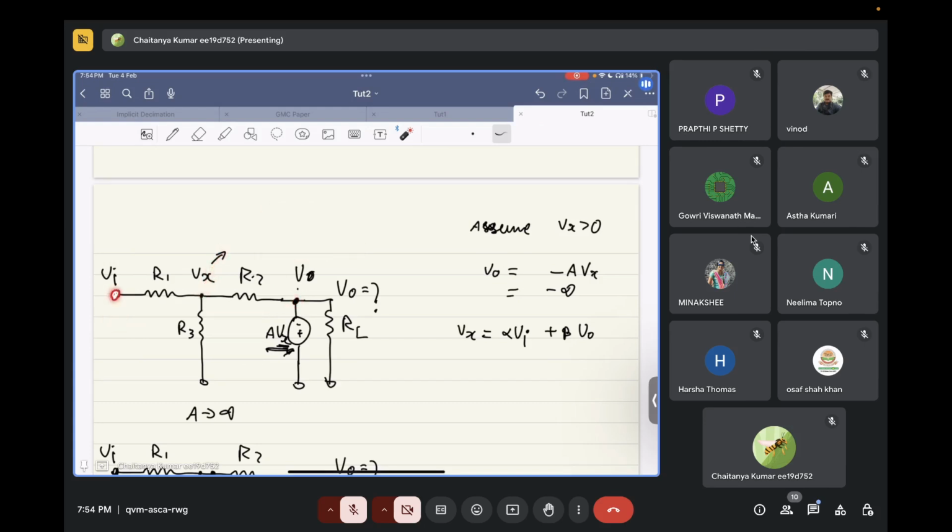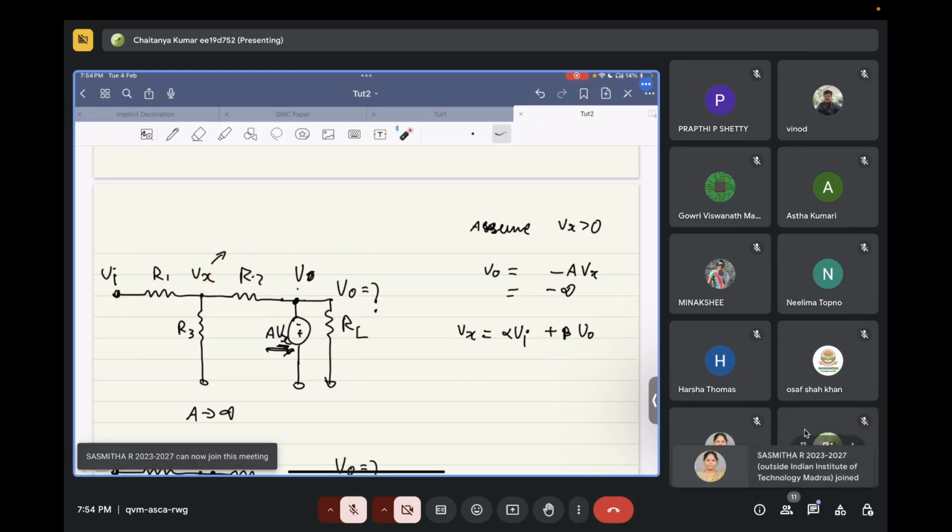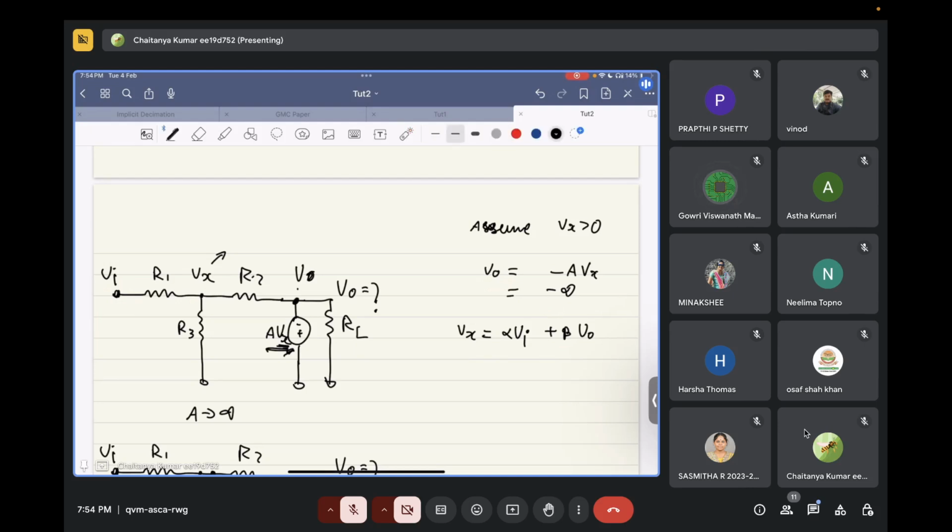In the same way, if V naught is assumed to be 0 and Vi is non-zero, it will be some coefficient times Vi. So Vx can be written like this. Is this clear? Yeah. So if Vx can be written like this, and V naught is going to minus infinity, and Vi we are giving, let's say, 1 volt, what will Vx go to?